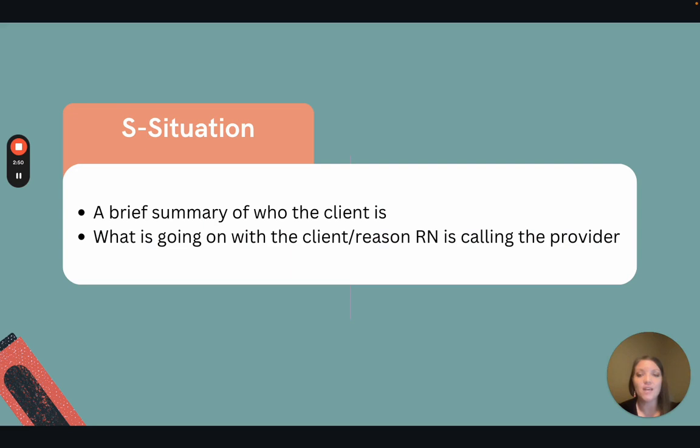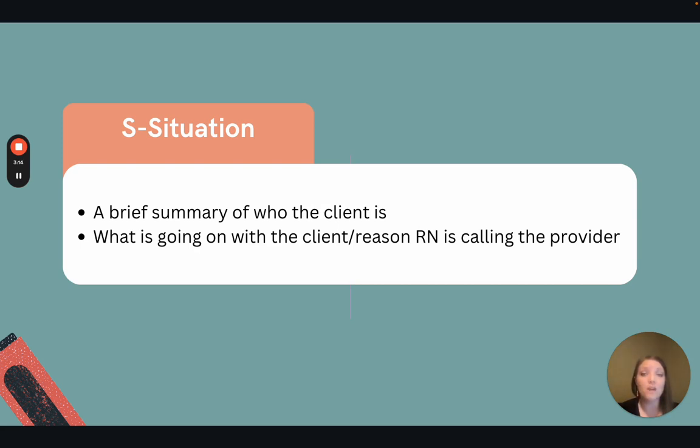Okay, starting with S for situation. First, we want to identify ourselves and what role we are playing in relation to this client. What type of client information would you include here? For situation, we would want to give a brief summary of who the client is and what is happening with them. This can include the client's name, room number, care unit, and the reason we're calling the provider.